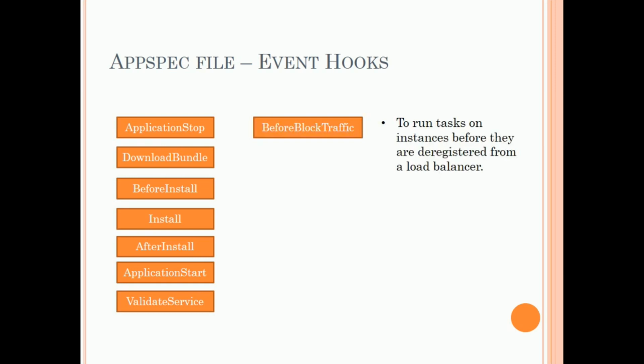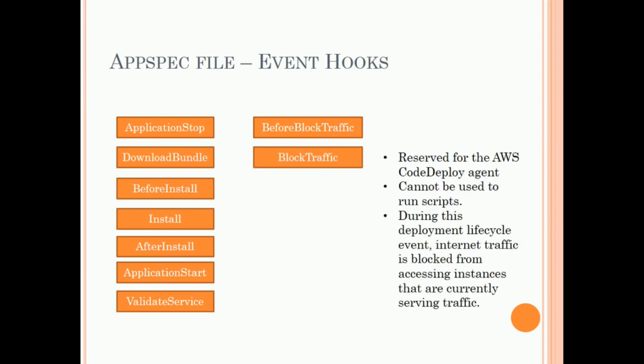The next is BeforeBlockTraffic. During this deployment lifecycle event, we will specify the scripts to run tasks on the instances before they are deregistered from the load balancer. The next event hook is BlockTraffic. BlockTraffic is also the same as the BeforeInstall and Install event hooks. It is also reserved for the AWS CodeDeploy agent, and we cannot use this event hook to run our scripts.